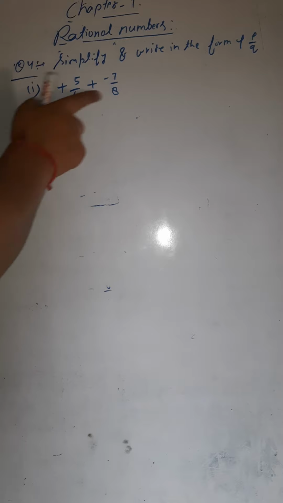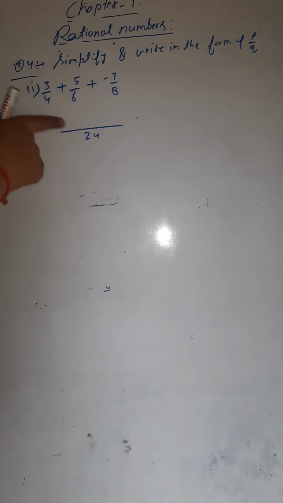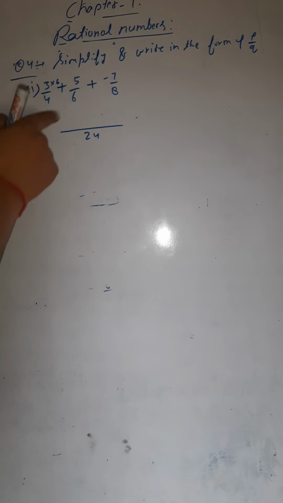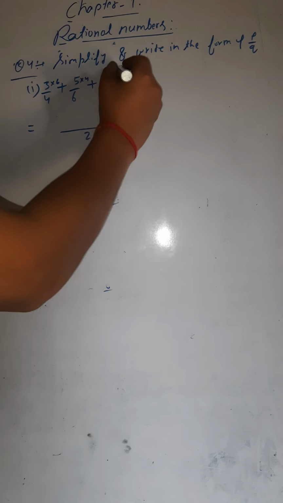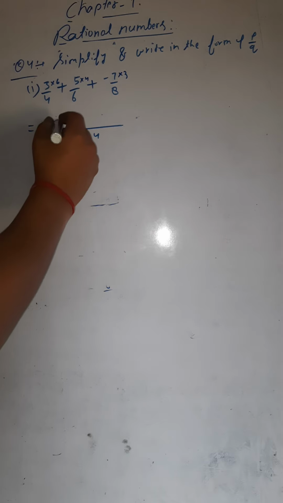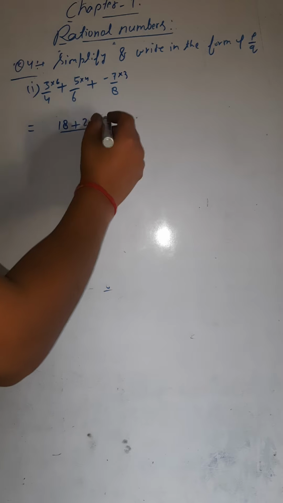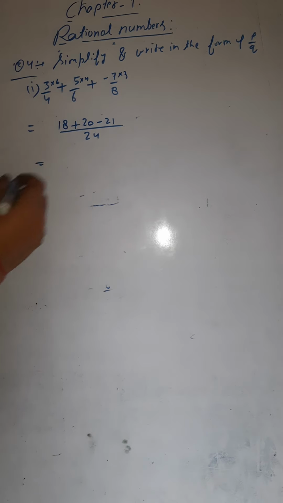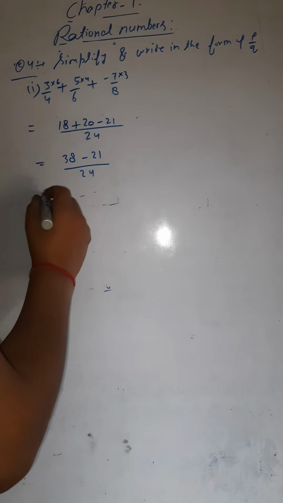Take the LCM of 4, 6 and 8. It is coming out to be 24. So divide this 24 by each denominator. First by 4, 4 sixes are 24, so multiply here by 6. 6 fours are 24, means 4 times. 8 threes are 24, means 3 times. Just solve this. 6 threes are 18 plus 5 fours are 20. 7 threes are 21, and plus into minus would be equal to minus. 18 plus 20 would be equal to 38 minus 21 divided by 24.